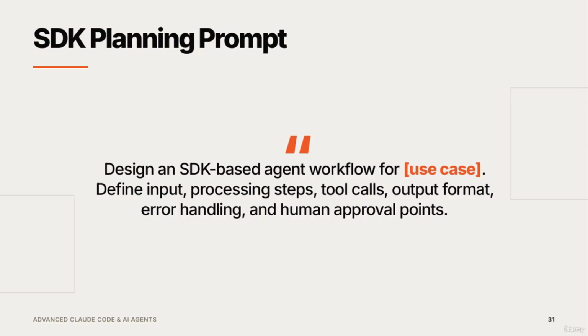It's crucial to establish a consistent output format to ensure the results are reliable and easily interpretable. We also need a plan for error handling. That means anticipating potential issues and deciding how the agent should respond or recover. Finally, integrating human approval points is important for maintaining oversight, especially in critical decision-making moments. This structure not only makes the workflow efficient, but also robust and adaptable.